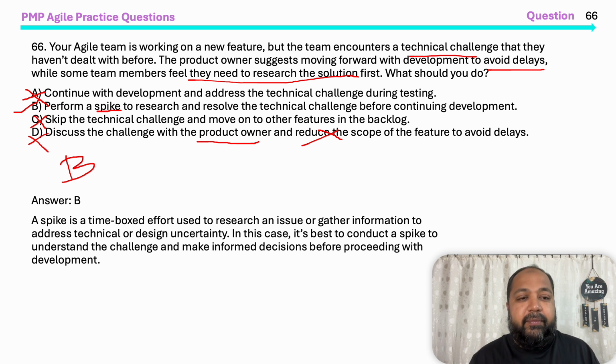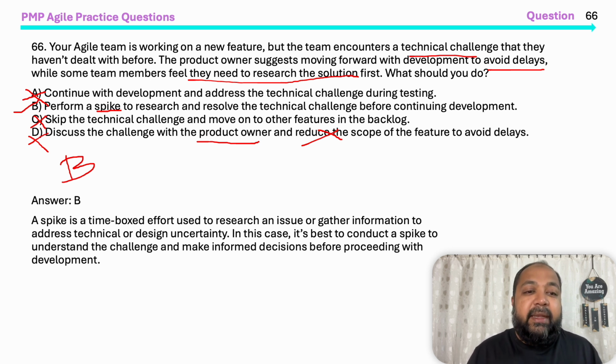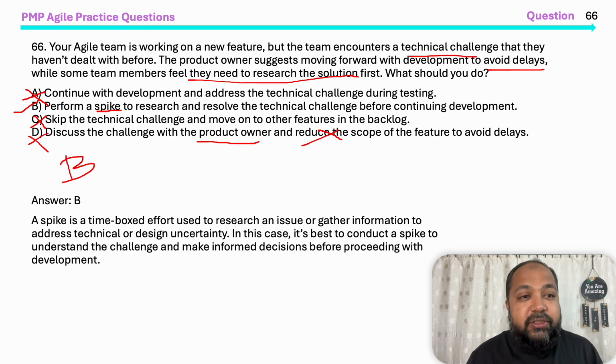Let's see. Yes, the answer is B. A spike is a time-boxed effort used to research an issue or gather information to address technical or design uncertainty. In this case, it's best to conduct a spike to understand the challenge and make informed decisions before proceeding with the development. So let's do a spike and get the answer. That is the best thing. Let's go to the next question.